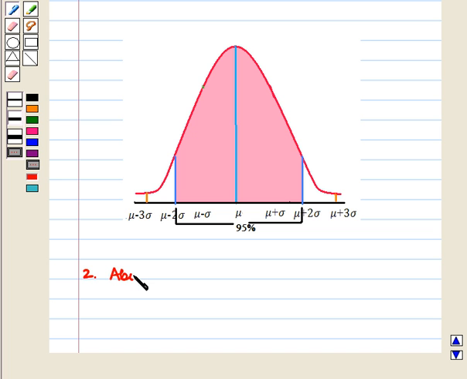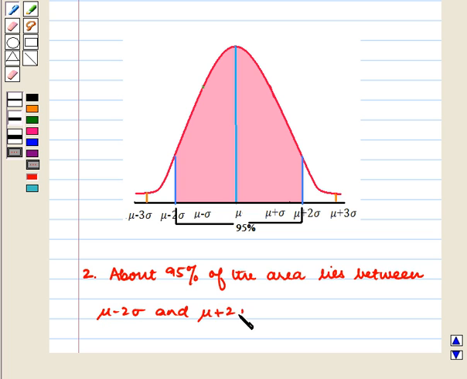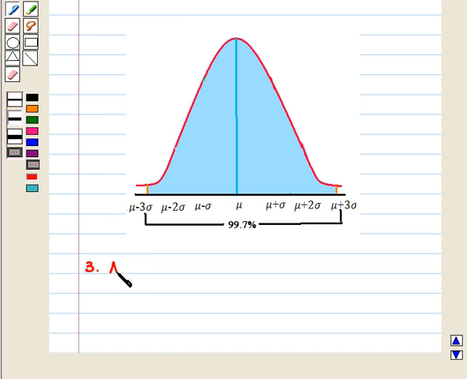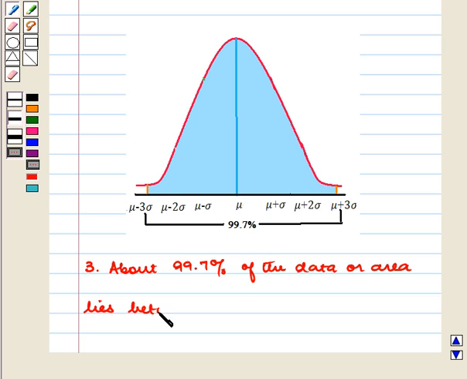About 95% of the area lies between mu minus 2 sigma and mu plus 2 sigma, and about 99.7% of the data or area lies between mu minus 3 sigma and mu plus 3 sigma.